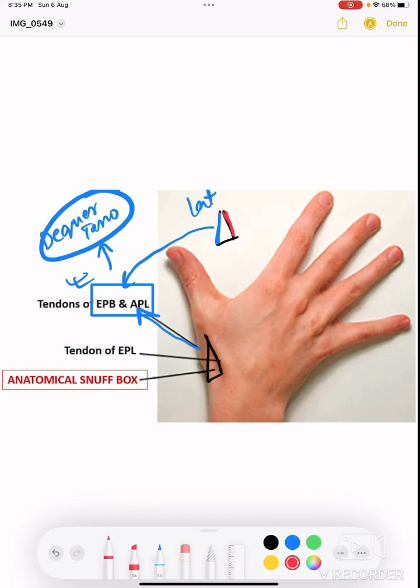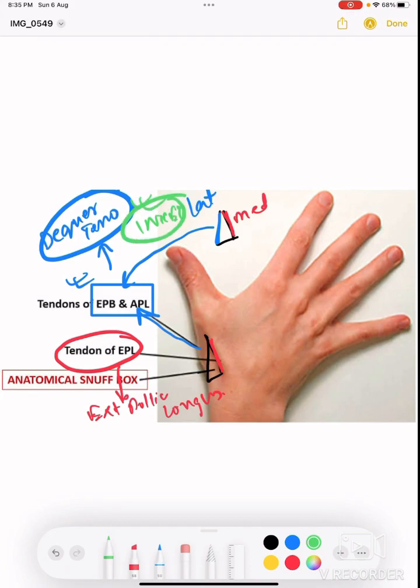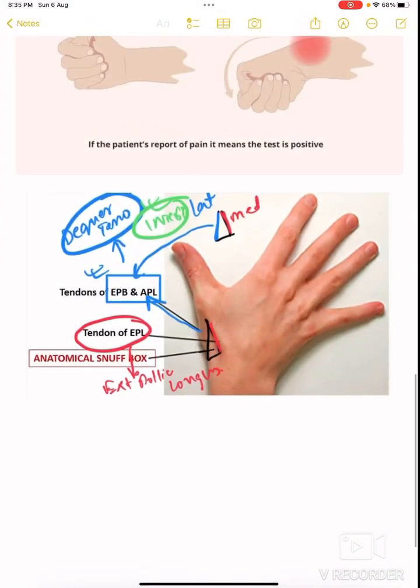And the medial boundary is formed by the tendon of EPL. What is EPL? Extensor pollicis longus, right? So always remember. Once INICET actually asked this question: EPB and APL form which boundary of the anatomical snuffbox. So this was important for you.